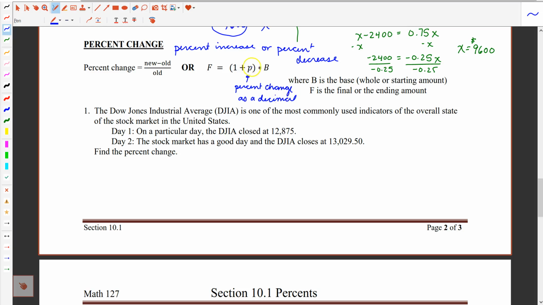Now in working with this formula, in the increase case, this percentage is going to be considered to be a positive, and in the decrease case, this percentage can be considered to be a negative. Or in other words, in the increase case you'll have a plus right here, and then in the decrease case you would have a minus right here. Let's take a look at using this formula, F is equal to parentheses 1 plus P times B, in a couple of different problem scenarios.